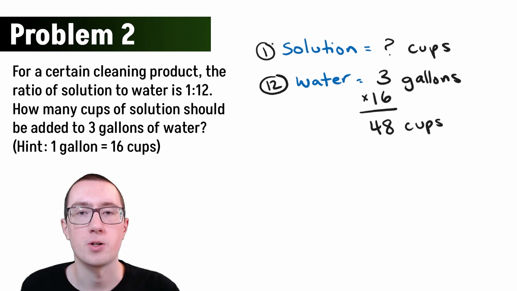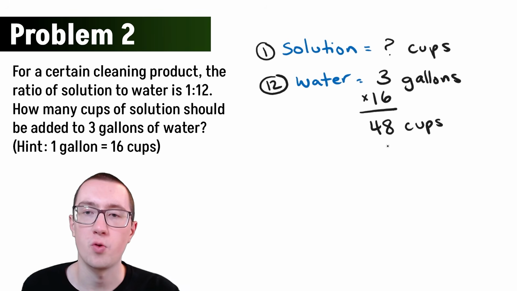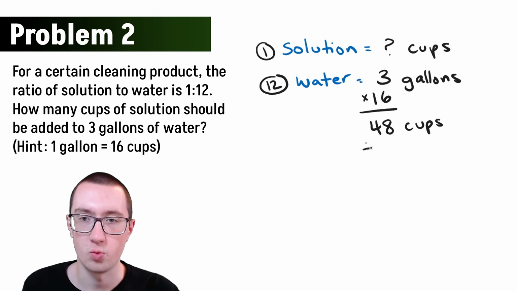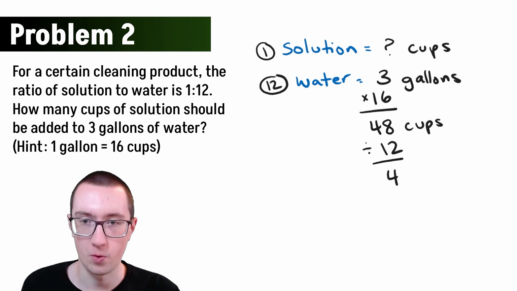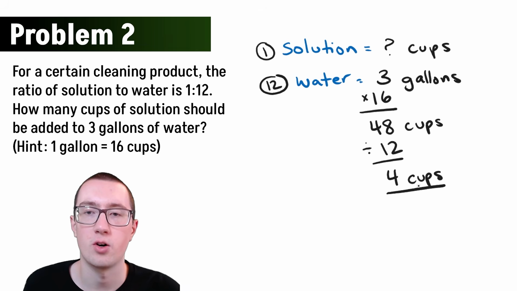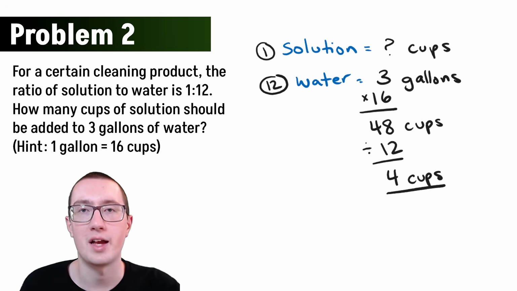So now we can use our ratio, which is 1 to 12. 1 cup of solution, 12 cups of water. So we'll just do what we were talking about before. We'll take our 48 cups and we'll divide it by 12. So 48 divided by 12 is 4. So our final answer is that there are 4 cups of solution for 3 gallons of water.